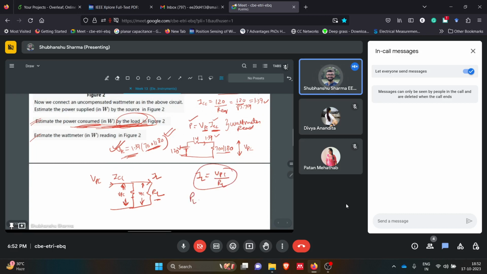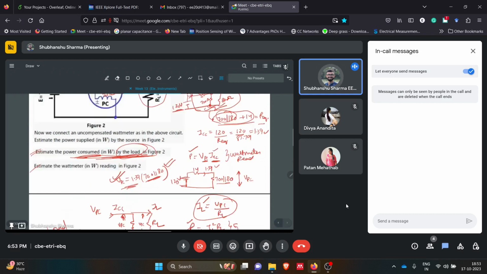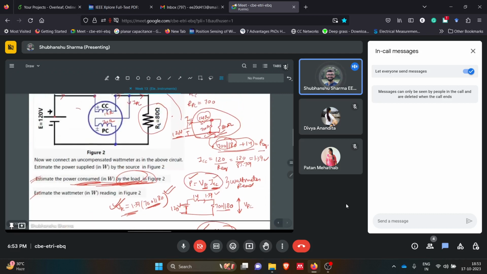So what will be the load power? You can either go with IL square RL, or you can go with VPC square by RL. Both are the same. IL you know, VPC you know, so either of the equations you can use, they are equal. So you will get the load power. So this is the load power, and the thing which I told you here is the wattmeter power, the wattmeter reading basically.